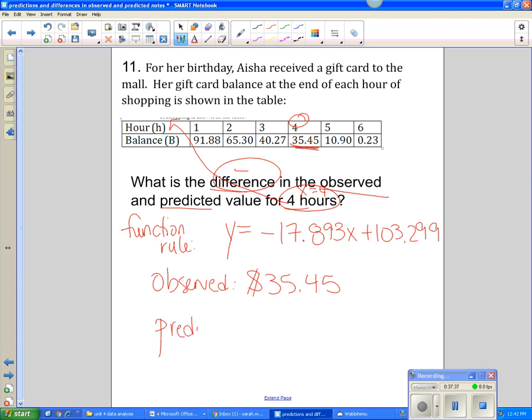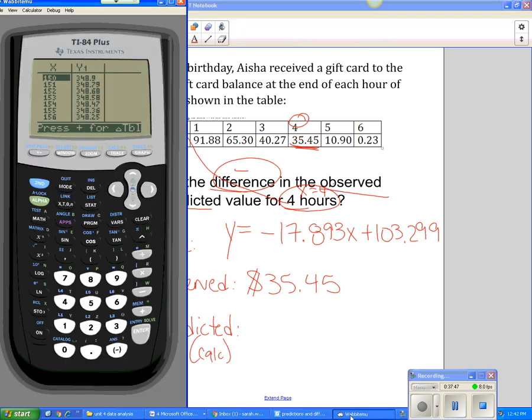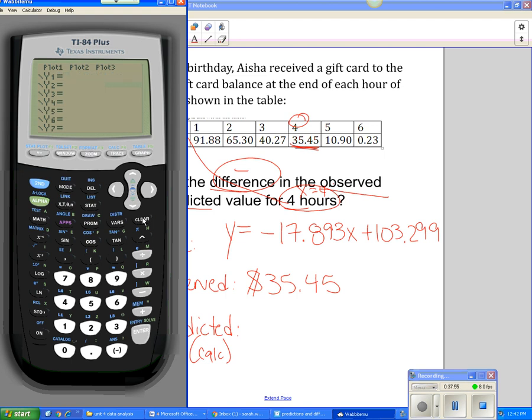Now, for the predicted, because it says the difference between the observed and the predicted, you have to use the calculator. So I need to type this in, my y equals negative 17.893x plus 103.299.